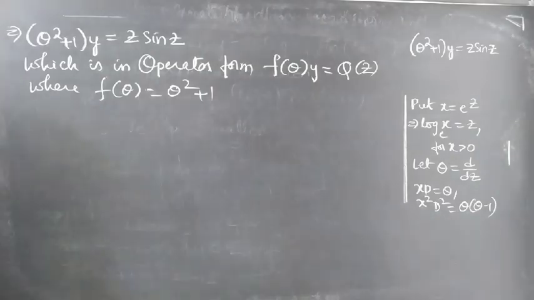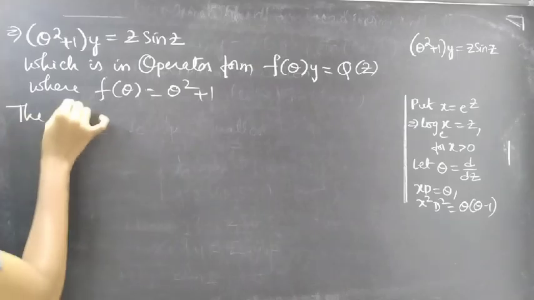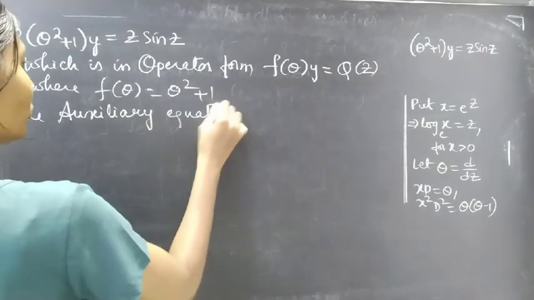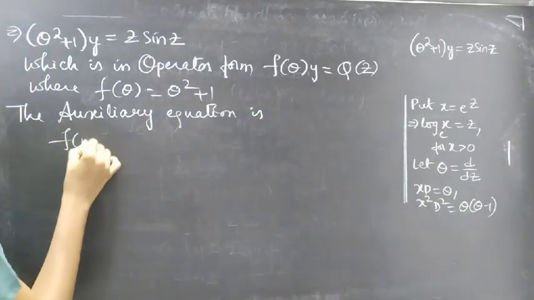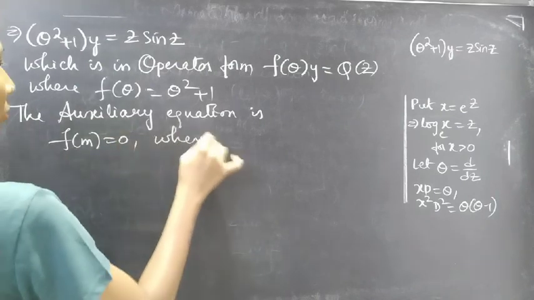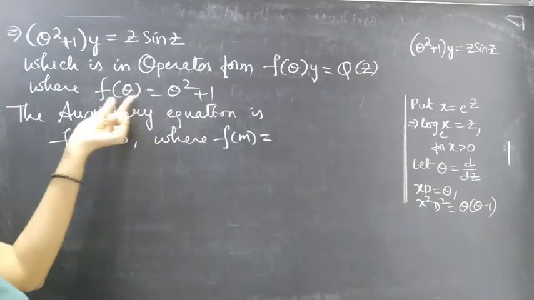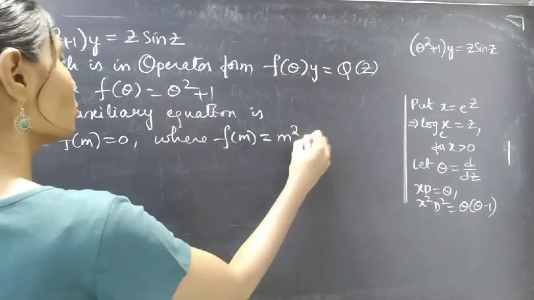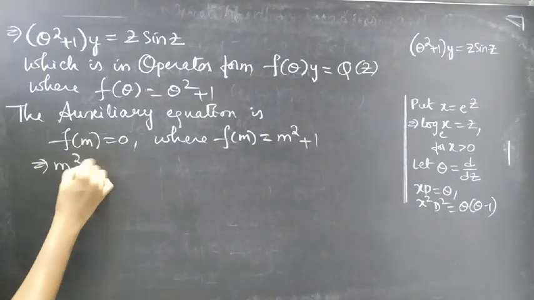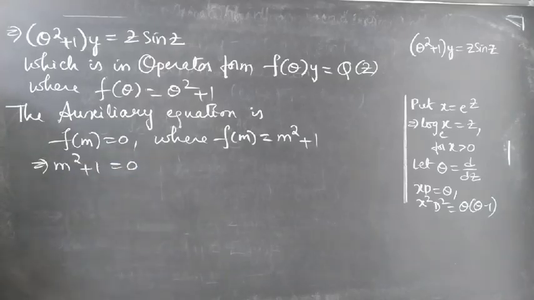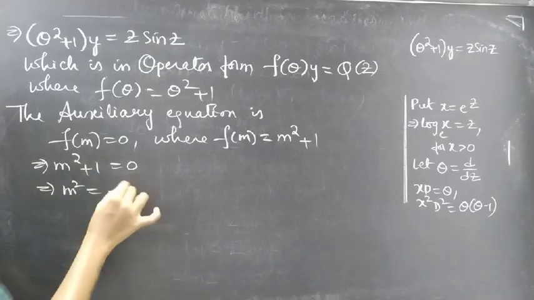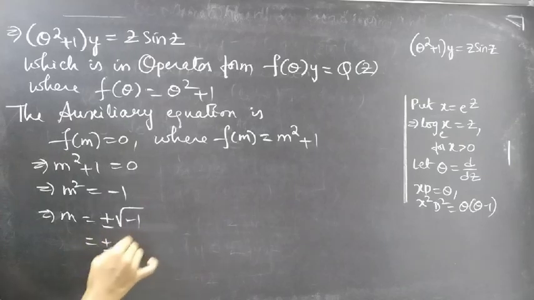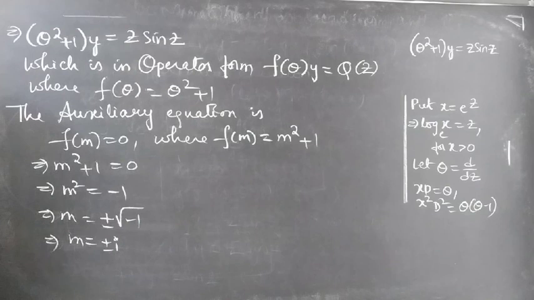Now let's find yc and yp. So we'll find yc using the auxiliary equation. The auxiliary equation is f(m) = 0, where f(m), we have f(θ) = θ² + 1, right? Let's replace the differential operator θ by m, so that we'll get f(m) = m² + 1. Then our auxiliary equation becomes m² + 1 = 0, right? Then m² = −1, then m = ± √−1. We know that √−1 is i, so we'll get m = ± i.